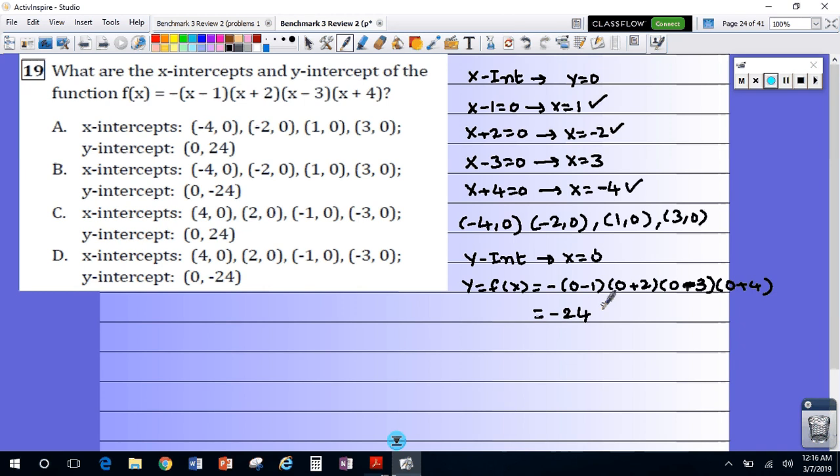Is it right? Please check it out. Let me go through again: negative of negative 1 times 2 times negative 3 times positive 4. So how many negatives do we have? 1, 2, 3. So it is negative. So the answer is 0 comma negative 24. So which option is right? Option B. Right, option B is right.